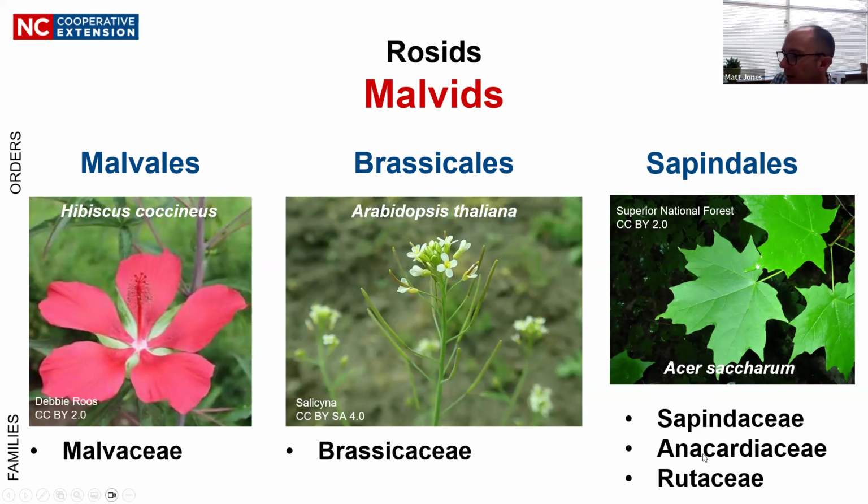It includes the family Anacardiaceae, which includes very delicious things. Pistachios, mangoes, cashews are in this family. So are sumacs, and the most delicious of them all, poison ivy, is actually in this family. And then Rutaceae is also in this order. The Rutaceae is the citrus family.